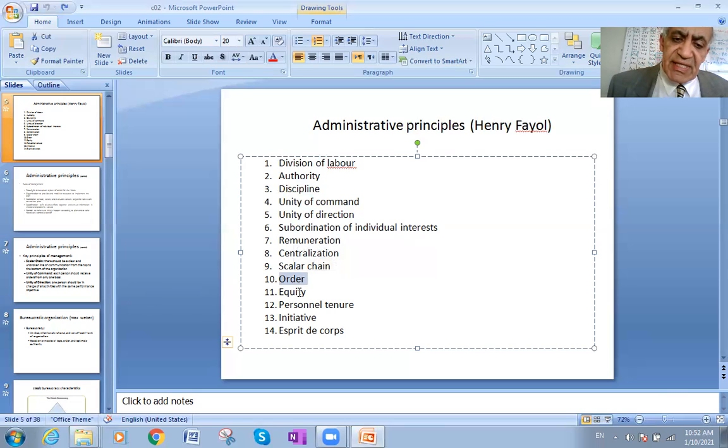Equity means treating all your employees alike. Do not distinguish one from another. No discrimination. All are equal. So this is equity. Do not be biased. Personal tenure: what is tenure? It means that when you are working, you feel that you are long lasting here. You don't feel threatened that at any moment they will kick you out. So this is the meaning of personal tenure.